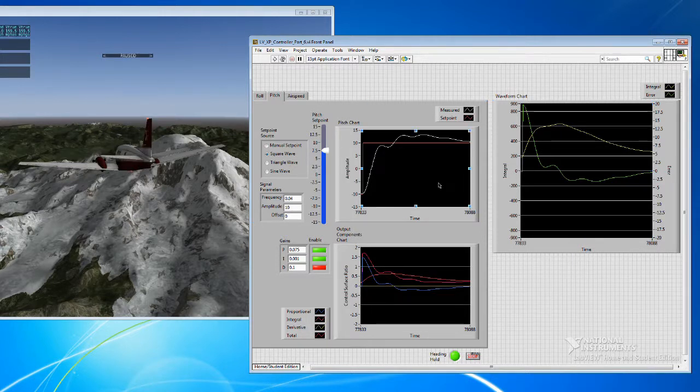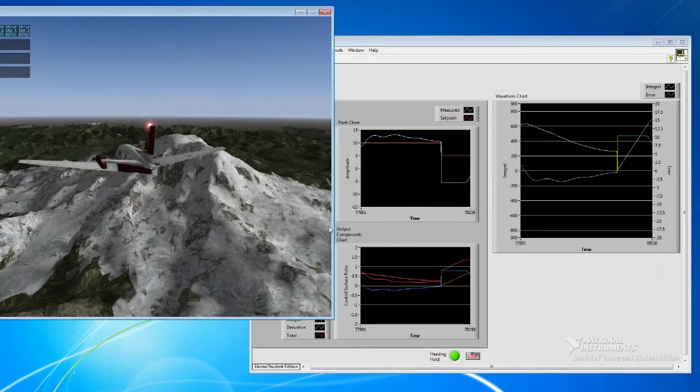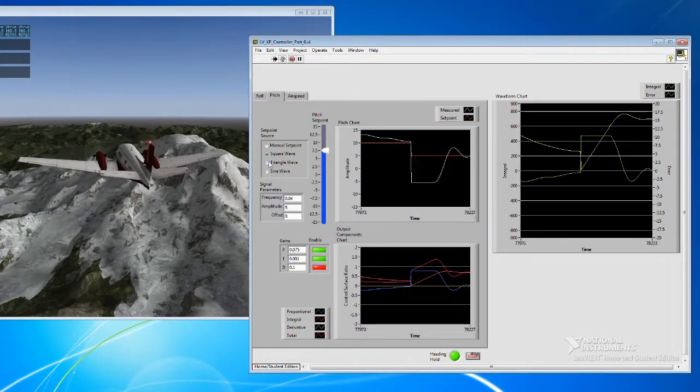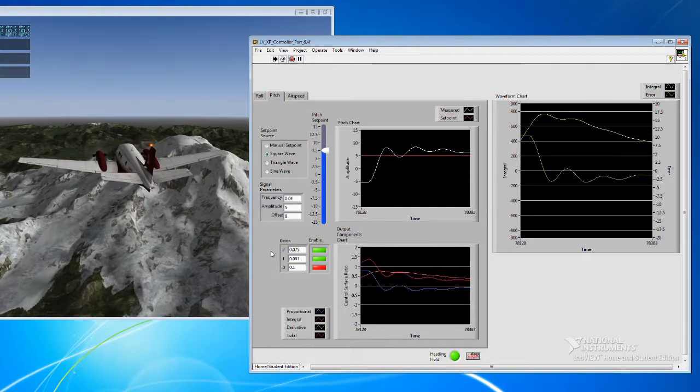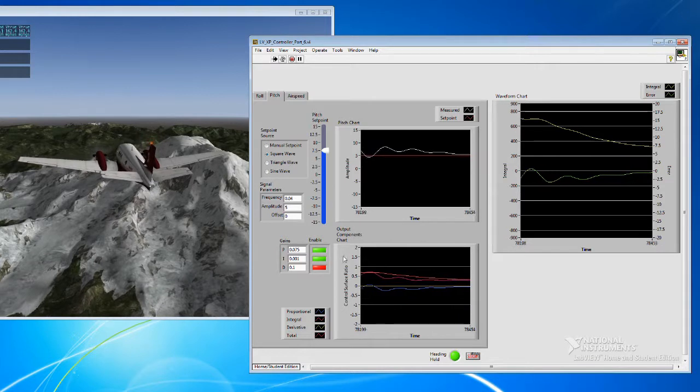Another way we can visualize what this is doing maybe a bit better is, I'll just back this off a bit, and we'll try running the system just with integral control without any proportional control, and we'll see what happens there.